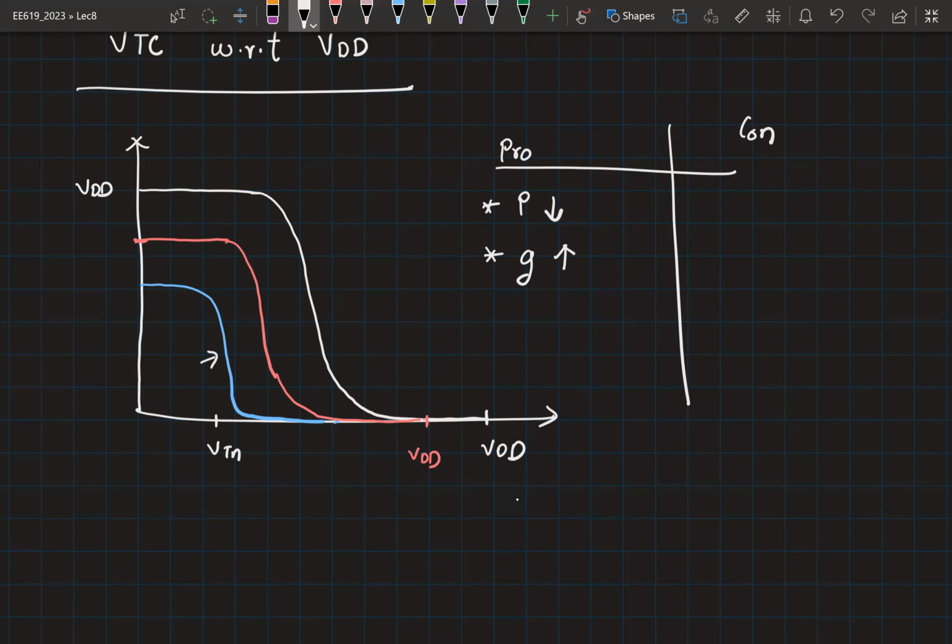What do you think will be the cons of this? Reduced noise margin, right? Because your VOH is now smaller, which means the noise margins will also be smaller. Earlier, if you were swinging from 0 to 1 volt, and now you're swinging from 0 to 0.5 volt, the amount of noise you can accommodate and still give a good logic 0 or logic 1 is going to be smaller. So your noise margins are going to reduce.